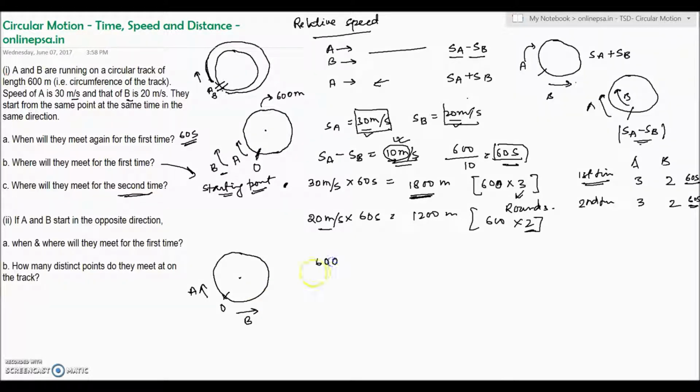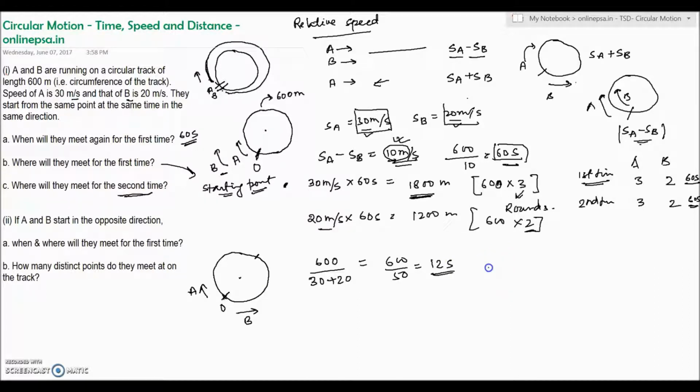600 meters is the total distance that they have to cover when they are going opposite each other, and the relative speed will be the sum of their speeds, which is 30 plus 20. So in 1 second they cover 50 meters, right? So 600 by 50 will give you 12 seconds. So in 12 seconds A and B meet each other. Let us see where they will be when 12 seconds have passed.